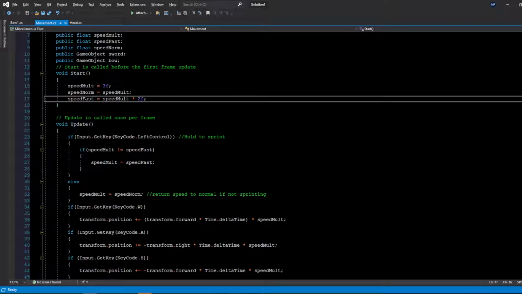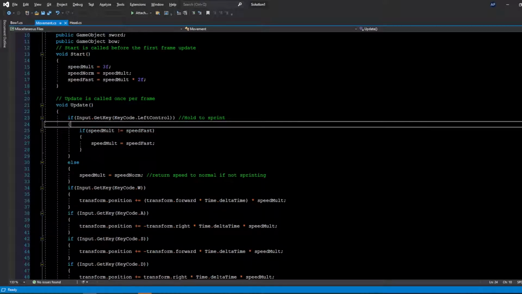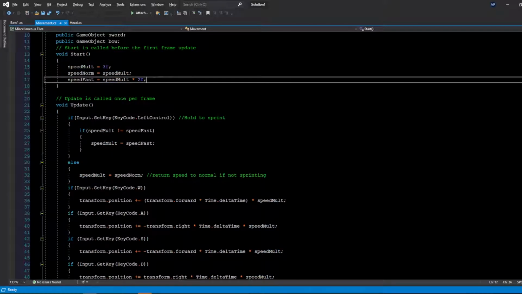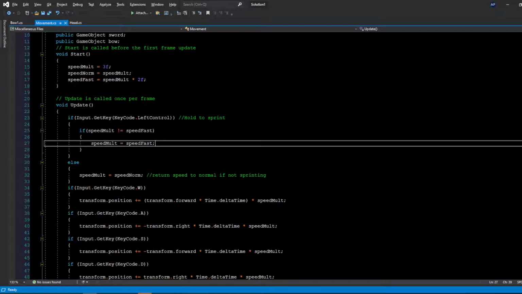And then we also have speed fast and speed norm. So we can use our left control key to sprint, and this is just a check to make sure that you're not already sprinting, but it's technically not necessary. So if you're holding the left control, we set the speed multiplier to speed fast, which is just the speed multiplier times 2, so this would be 6 units per second. Otherwise, if left control isn't being held down, we just reset the speed multiplier to speed norm, which is again 3 units per second.